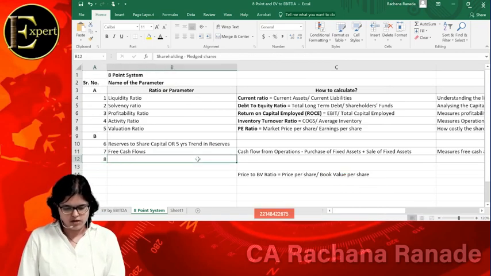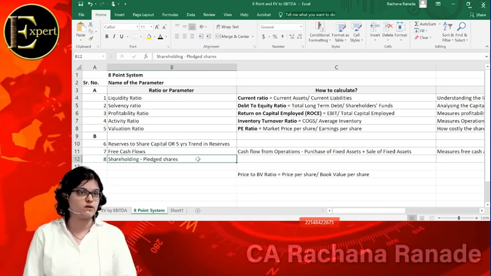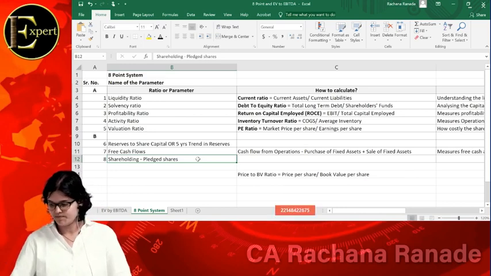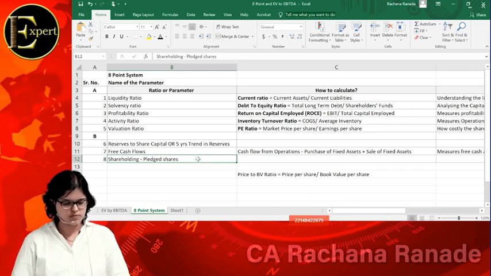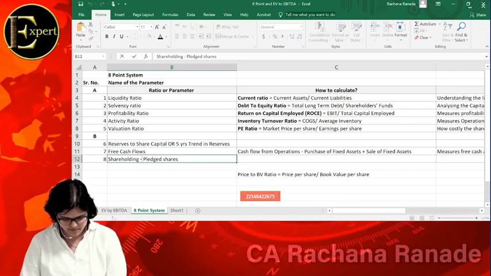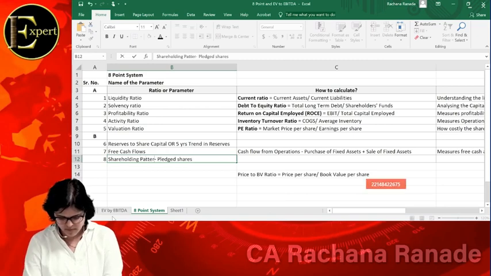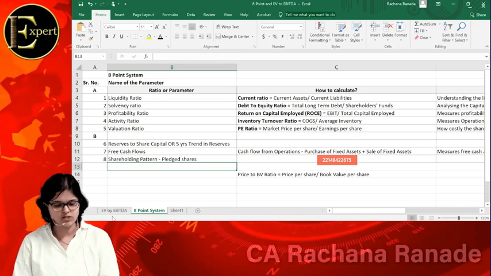And moving on to the last one, the 8th point, which was the simplest one: the shareholding pattern, which was pledged. How many shares have been pledged by the company? That was an important parameter though. So for the shareholding pattern, you may write a dash, it's not a minus. Shareholding pattern dash pledged shares.